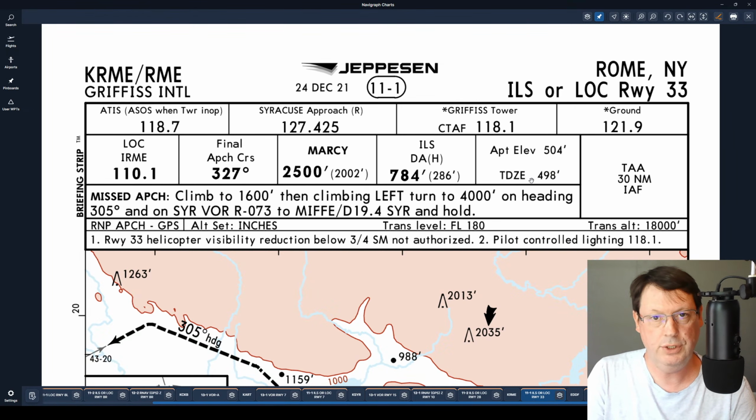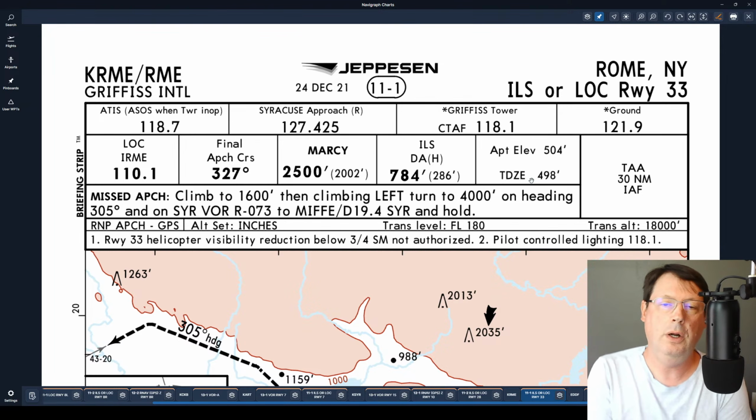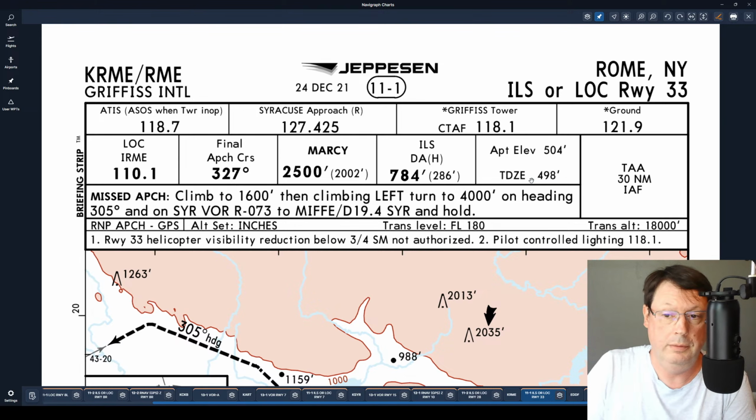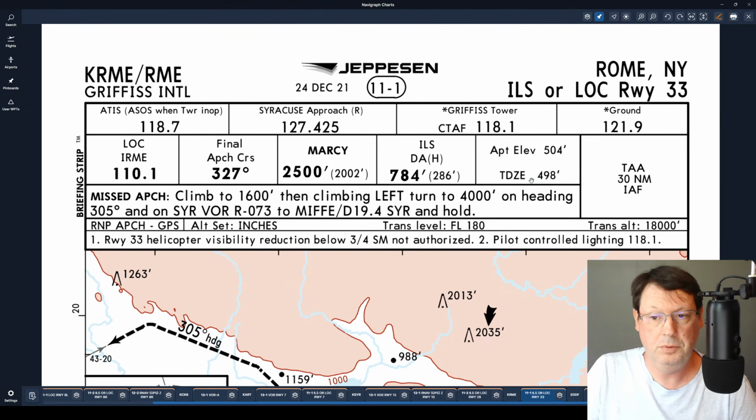TDZE stands for touchdown zone elevation. In this case, it's only 6 feet different. If you're at a larger airport or an airport with some terrain, there might be a larger difference between the official airport elevation and the elevation of the touchdown zone of the runway that you're landing on. But if you look, touchdown zone elevation 498 plus 2,002 above ground level gives us this 2,500 feet here at Marcy.